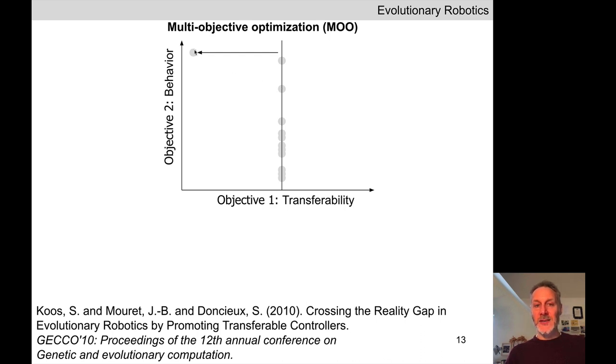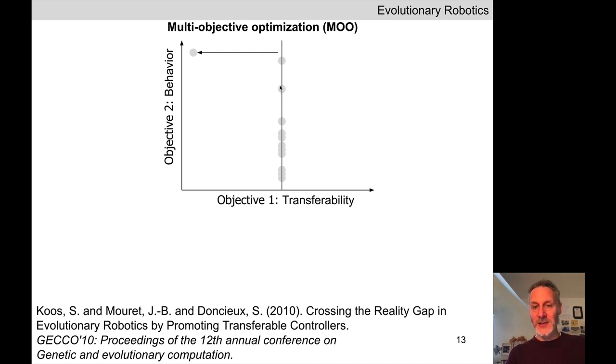Let's assume again, we've transferred this one to reality and this one to reality. So this one has a behavioral distance that's pretty high. And this behavioral distance here, which is less. So the behavioral distance between this controller and this one is this much. It's the smaller of the two.